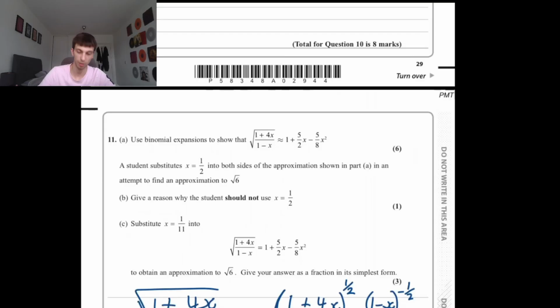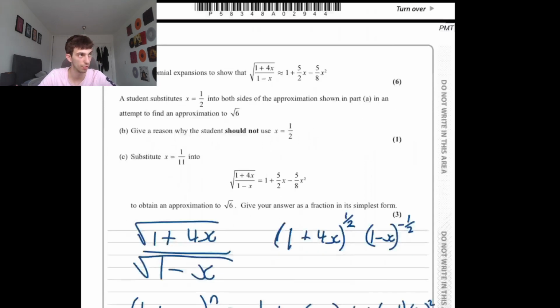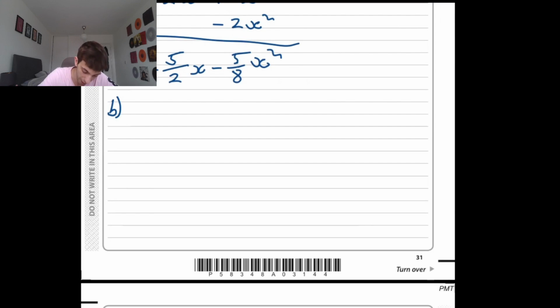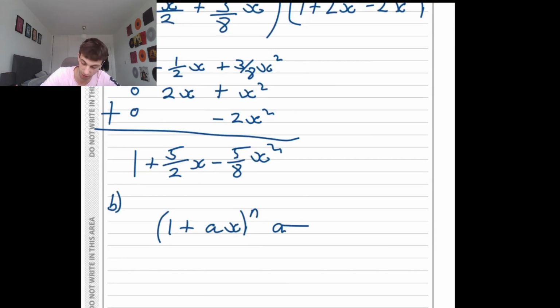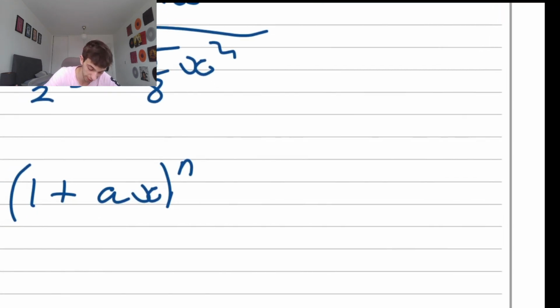Okay, so looking at part B, we're told a student substitutes x equals a half into both sides of the approximation shown in part A in an attempt to find an approximation to root 6. Give a reason why the student should not use x equals a half. Okay, so what do we know? When we have 1 plus ax to the power of n and we want to use a binomial approximation, we must have that the modulus of ax must be less than 1.